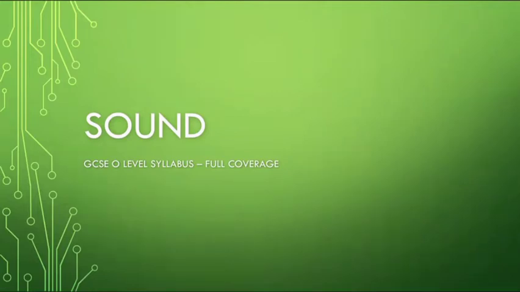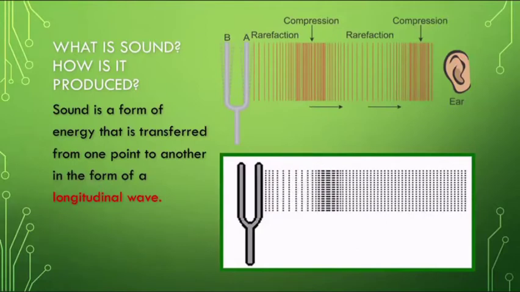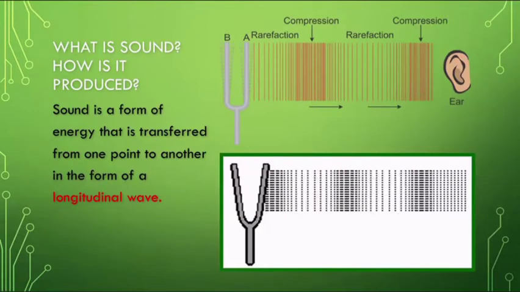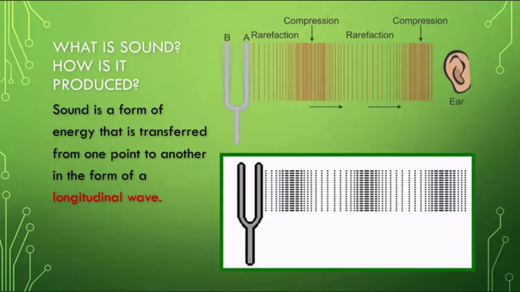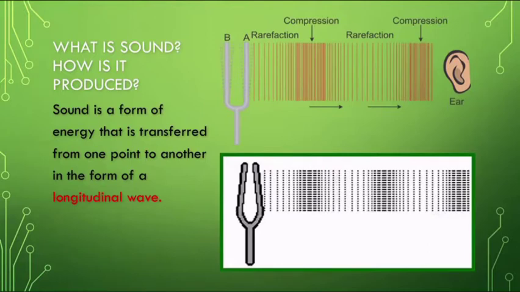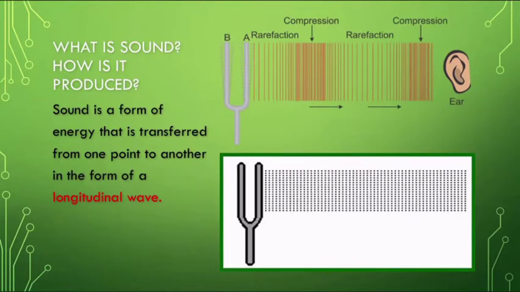So what is a sound wave and how is it produced? Sound is a form of energy that is transferred from one point to another without the transfer of the medium, in the form of a longitudinal wave. This means that if a disturbance is created in the form of a sound wave, the medium will not be transferred. The solid through which the sound is passing will not be transferred.